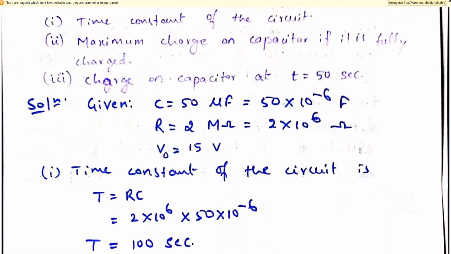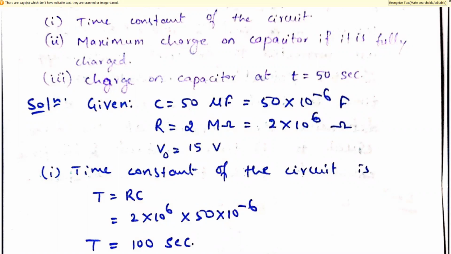So this is very simple. Just remember 10 to the power 6 into 10 to the power minus 6 is equal to 1. Those two get cancelled. So simply you will get the time constant of the circuit, T is equal to 100 seconds.